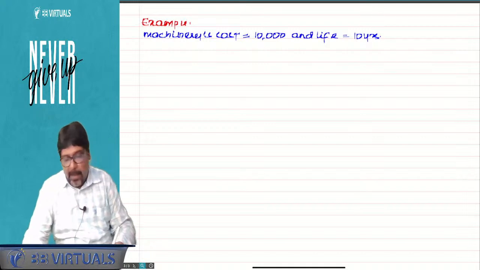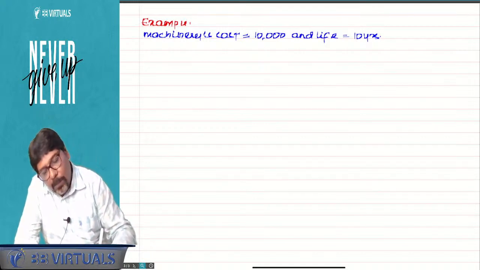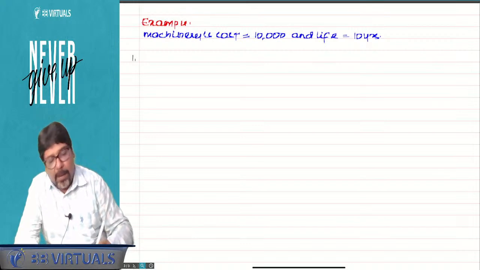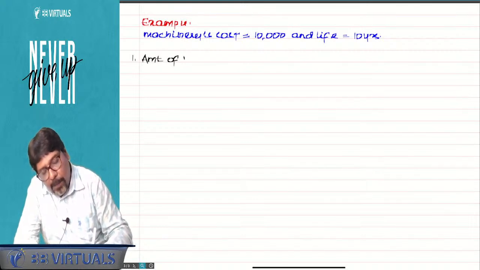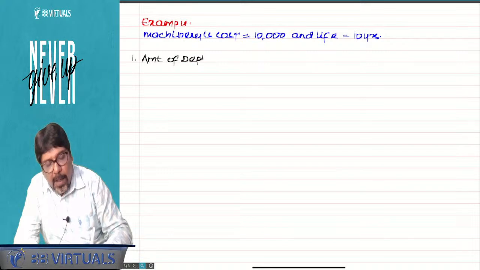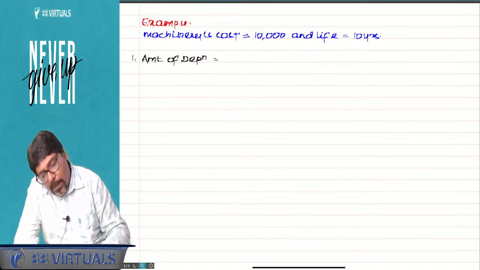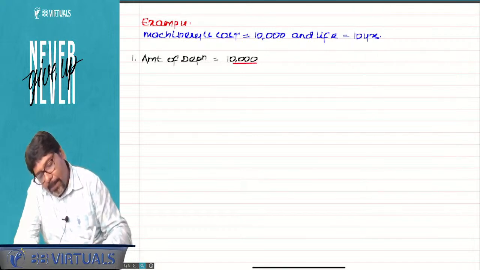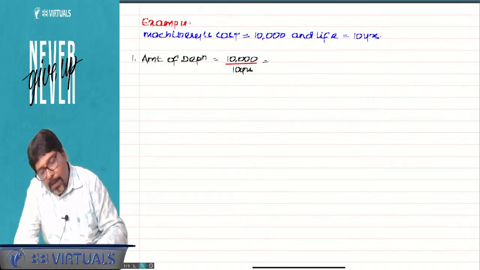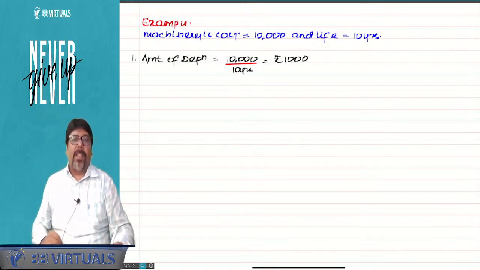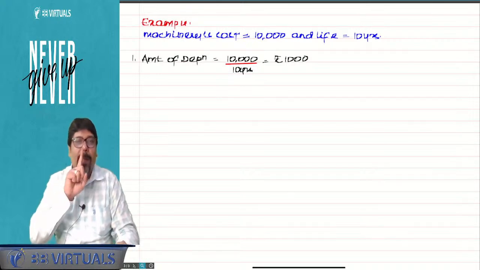Now tell me, number one, amount of depreciation. Amount of depreciation is 10,000 divided by 10 is equal to rupees 1,000. 10,000 divided by 10 years, 1,000 is the depreciation of each year. I tell you one more thing, Chartered.